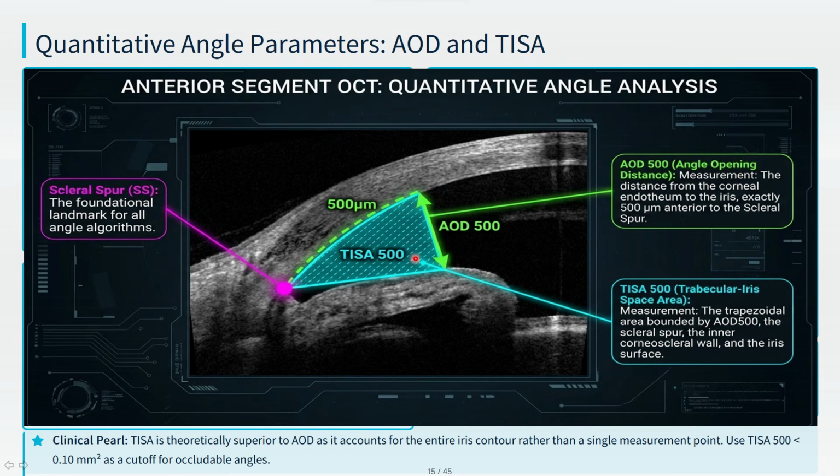TISA is not a fixed figure, but it is the area bounded by the corneoscleral junction anteriorly and the anterior surface of the iris posteriorly, and from the scleral spur up to this perpendicular line from the posterior surface of the cornea to the iris. So all this area, normal range, as I said, between 0.15 to 0.3. If it is less than 0.1, it is an occludable angle. So the TISA area is a very important variable. We have to determine it in any case of angle closure glaucoma or glaucoma suspect or people with plateau iris and so on.